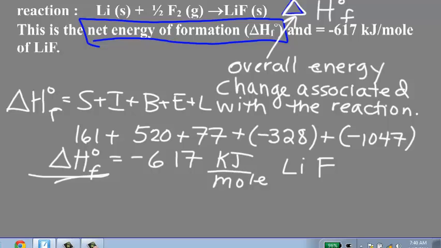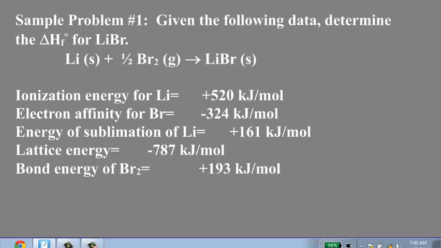Let's take a look at the next problem here. Sample problem number 1. Do you have it at the bottom of your paper there? Yeah, okay. It says, given the following data, determine the delta H sub F degree for LiBr. Okay, so first thing you want to recognize is, oh, there's no trick in this problem, right? They're asking me for the overall. They're asking me for the delta H. This is the overall. If they ask you for the overall, it's simply Sybil.